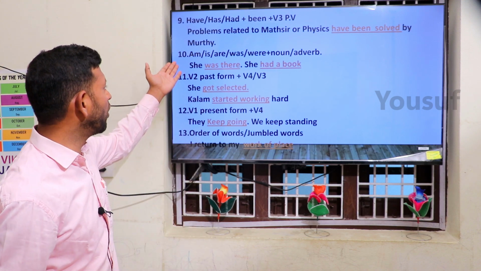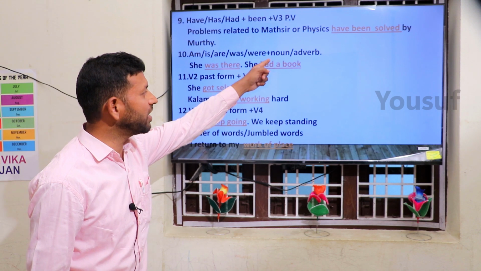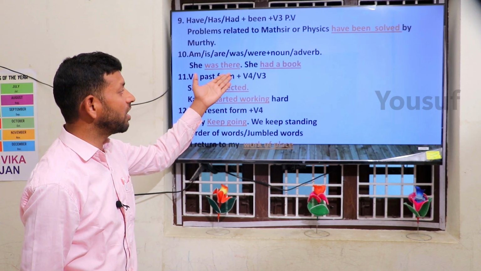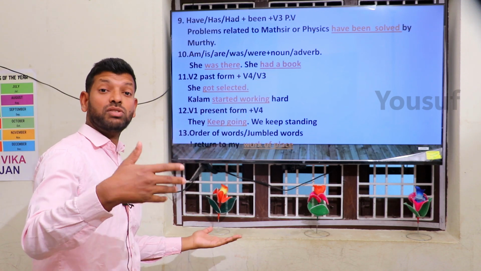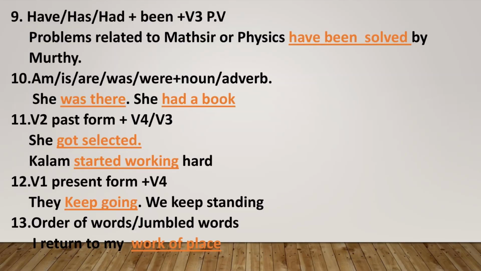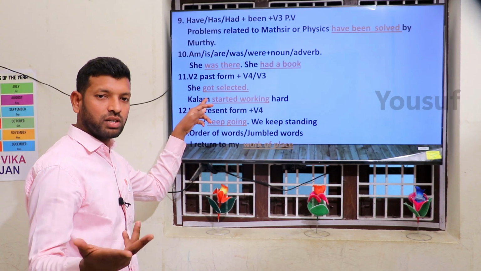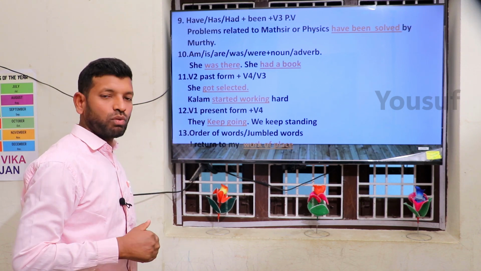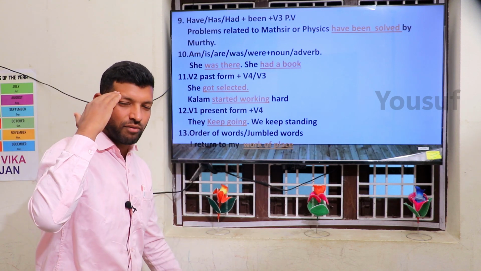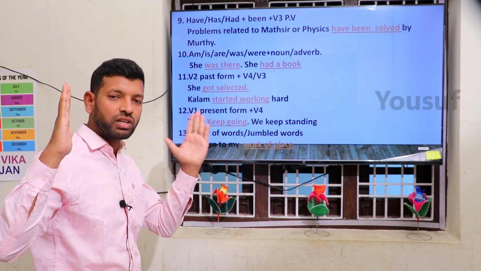Right. Then come down, point number 10. So am, is, or, was, were. Then what is there? Noun or adjective, adverb. So you could see she was there, she had a bow, or you can say she was good. It is also an adjective. Then V2, past form plus V4 or V3. She got decided. She got what? It's a V2. Then selected what? V3. So she got selected. Generally we have to keep in mind that after got we have to go with V3, V3, V3.